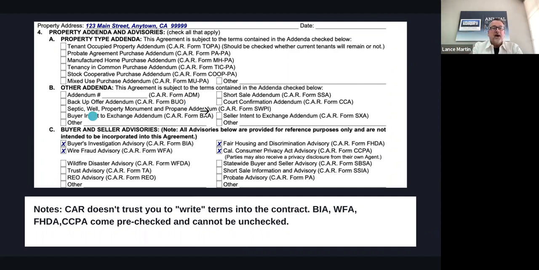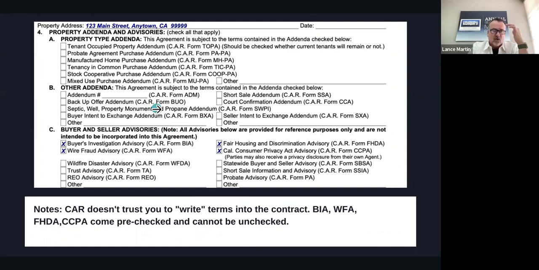If you're representing the buyer and you know full well this property is on a septic, well, or a property monument, or propane, you are going to basically use the septic well addendum, and 99% of the time this is what you're going to use. Same thing with the propane.